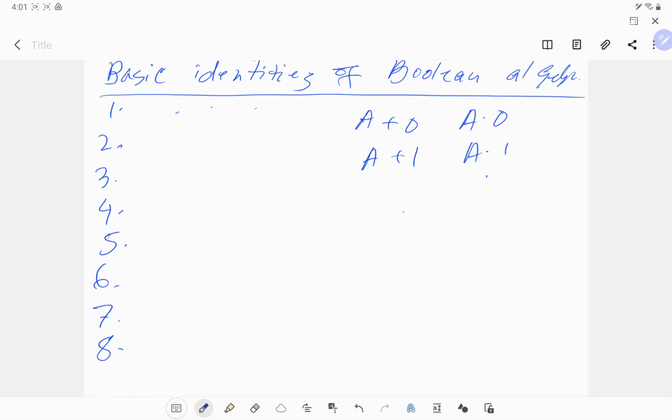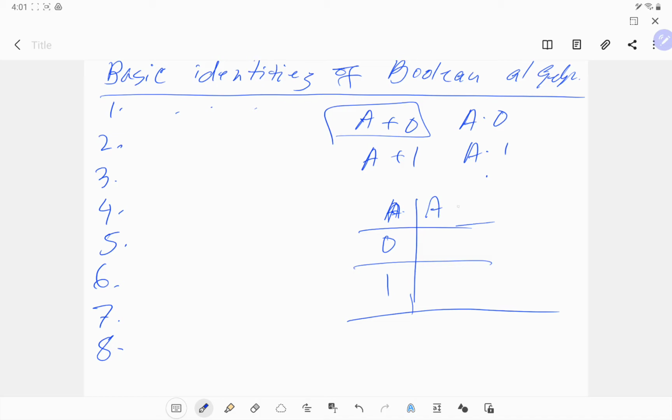Okay, so now let's try the first one, A plus 0. So we got A, and A can be 0 or 1, and then A plus 0. So 0 plus 0 is 0, 1 plus 0 gives us 1. So now this column and that one are the same. So A equals A plus 0. So now we can conclude A plus 0 equals A.